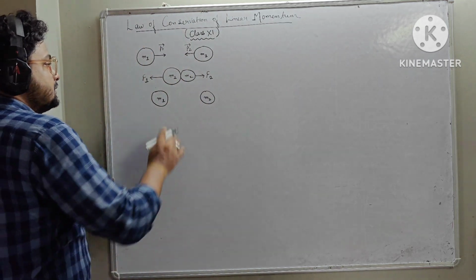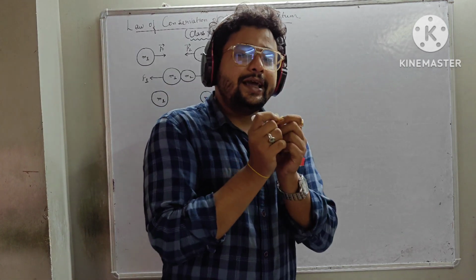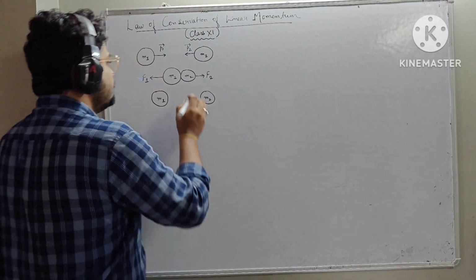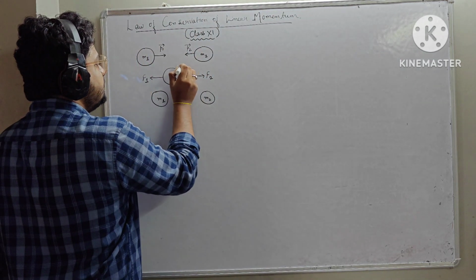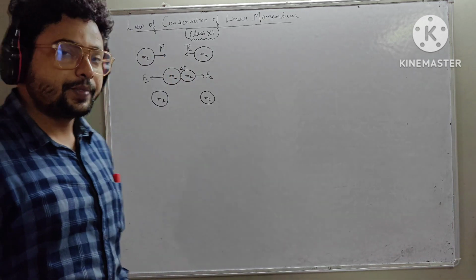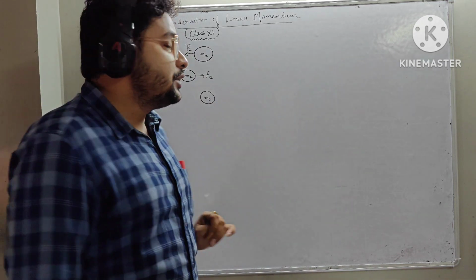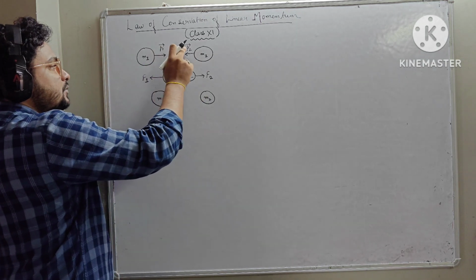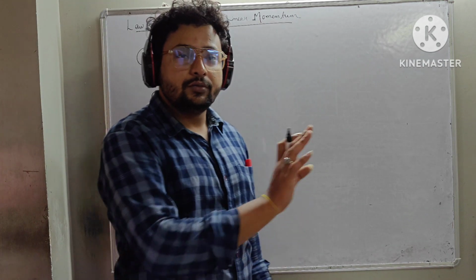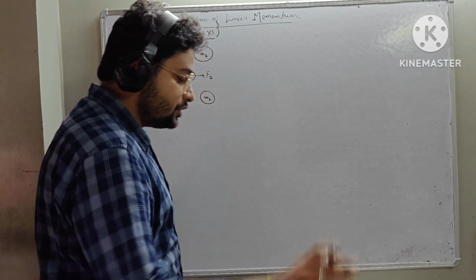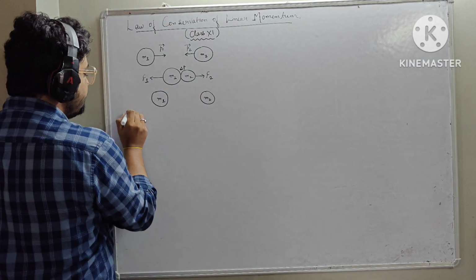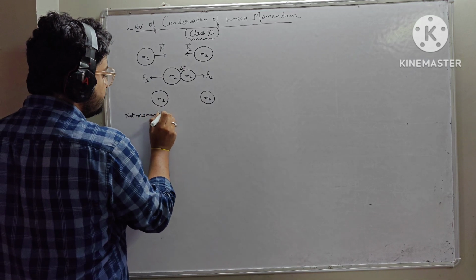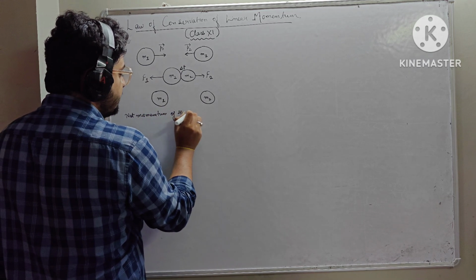Now suppose these two bodies were in contact with each other for a very small amount of time, delta t. See what is going to happen. Before the collision took place, p1 was the initial momentum of m1 and p2 was the initial momentum of m2. So what is the net momentum of the system?